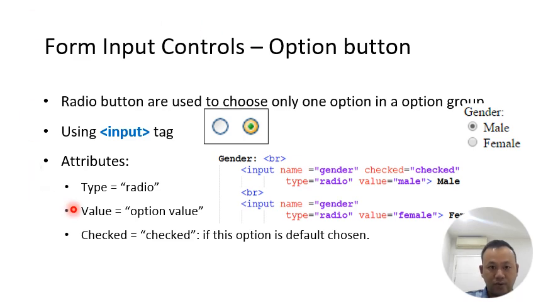So input type is set to radio. This creates a radio button input, and the name attribute groups the radio buttons together, so only one can be selected within the same group. Okay. And the value attribute specifies the value to be sent when the radio button is selected and the form is submitted.